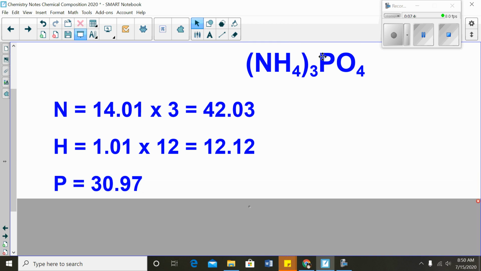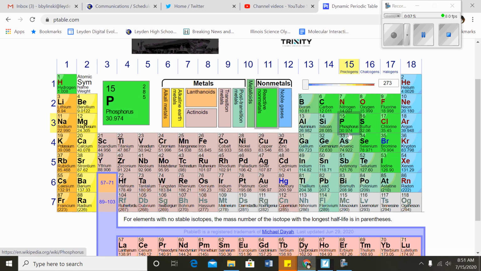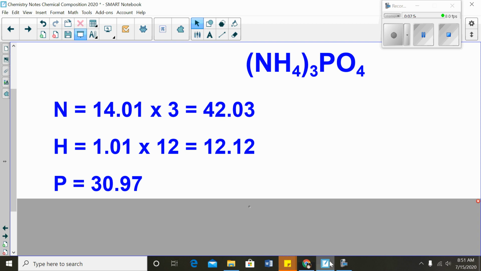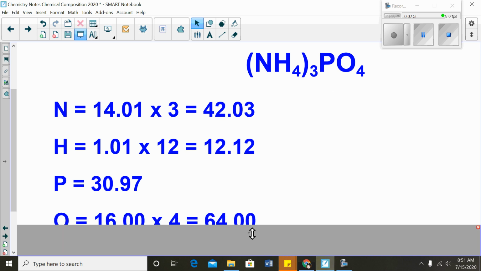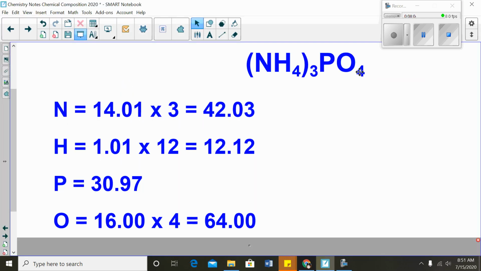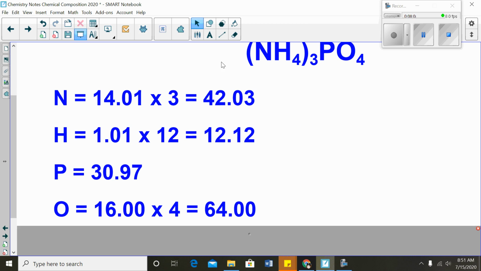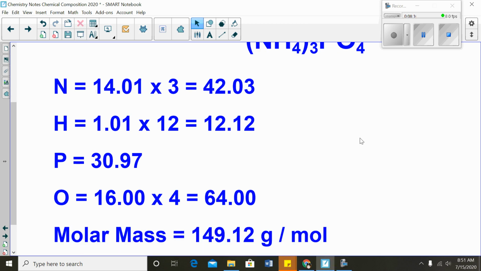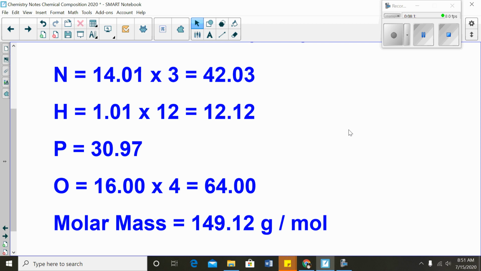Now phosphorus, it's not in a parentheses. This 4 or this 3 are not next to phosphorus. So you just look it up. 30.974. I round that to 30.97. And then oxygen, we usually round the 15.999 to 16. There's 4 in the formula, so 16 times 4 is 64.00. Add them up, and your molar mass is 149.12 grams per mole.